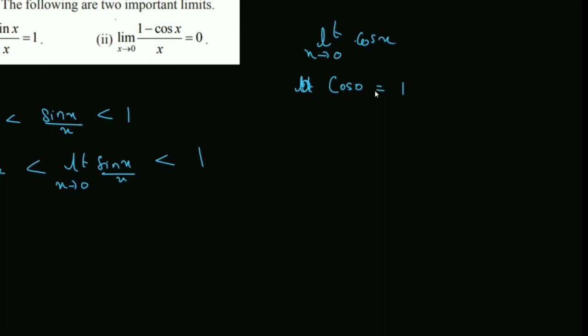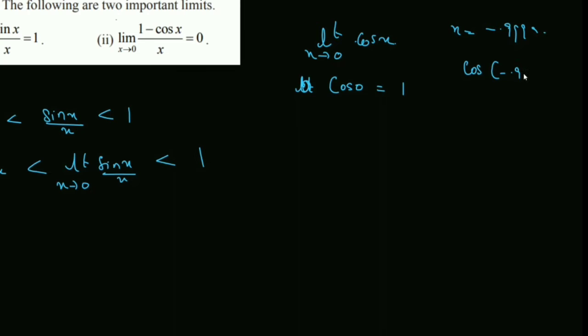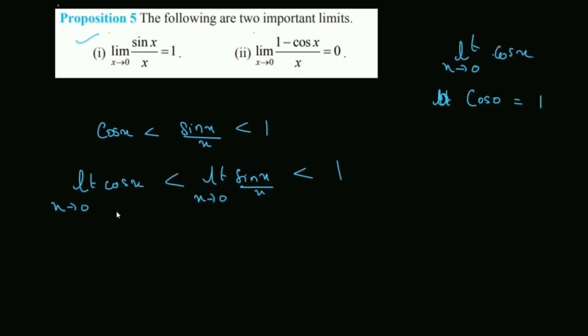Left of 0, if you take minus 0.9999, very close to 0, the cos of that number will become 1 only, not minus 1, because cos is an even function. Cos of minus 0.9999 is approximately equal to 1 only. Right of 0, if you take 0.00001, that is also equal to 1. So the limit of cos x as x tends to 0 is going to give you 1, and this side is also 1.